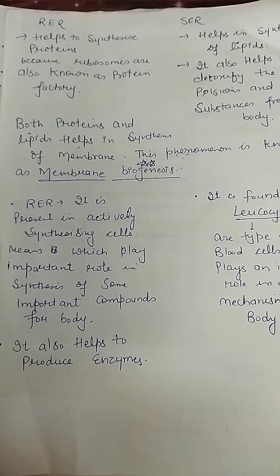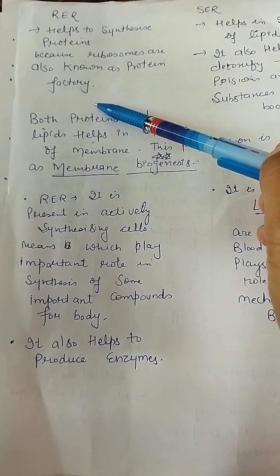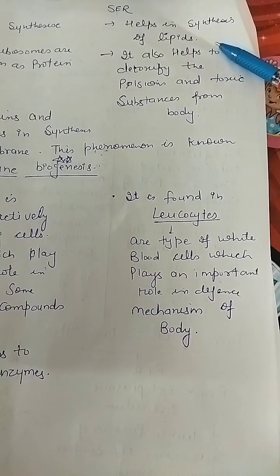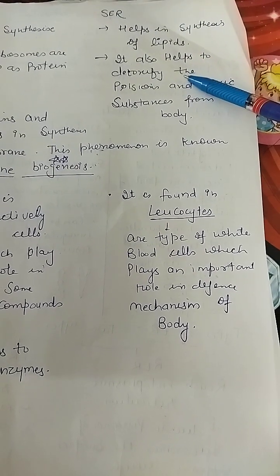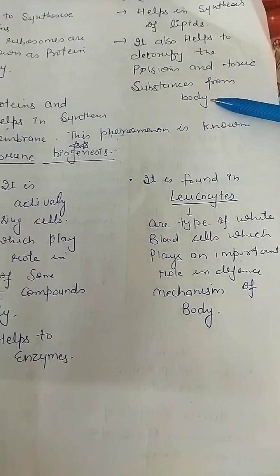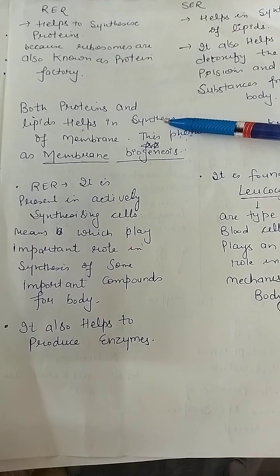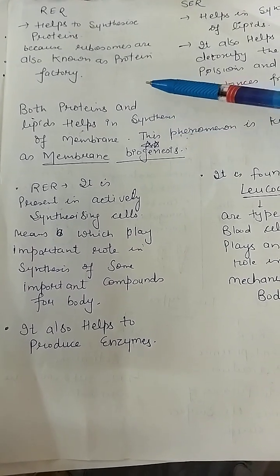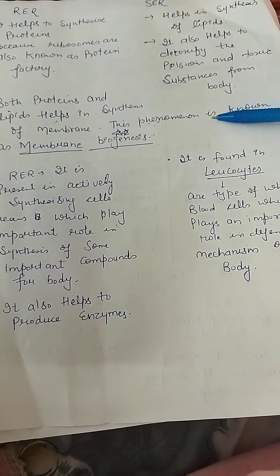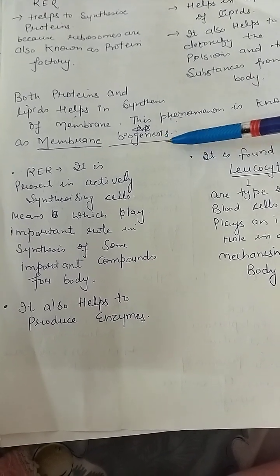RER helps to synthesize proteins because the ribosomes are the protein factory, as we have discussed earlier. Next is the SER. It helps in the synthesis of lipids, and it also helps to detoxify poisons and toxic substances from the body. Both proteins and lipids, as we know the plasma membrane is made up of lipids and proteins, help in the synthesis of the membrane, and this phenomenon is known as membrane biogenesis. This is a very important term.